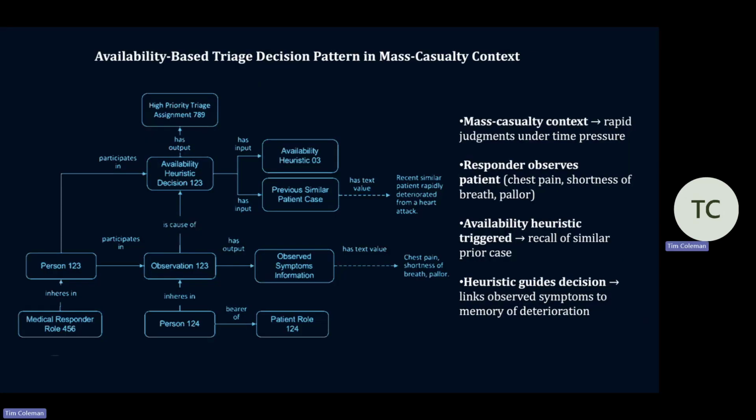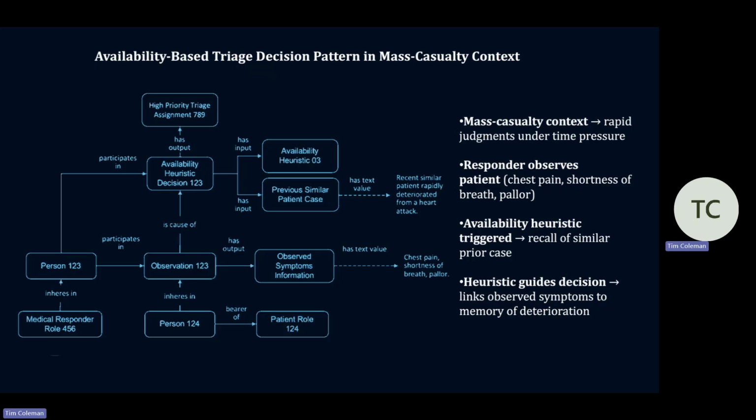To see this in action, let's walk through an availability heuristic example applied in the triage context. A medic at a mass casualty event sees a patient with chest pain, shortness of breath, and pallor. A vivid recent case comes to mind. Acting on that recall, the medic tags the patient as red, high priority. Ontologically, here's what's happening. The availability heuristic is a heuristic construction of DICE. The decision activity is an availability-based decision process, a subclass of heuristic guided process. That process is guided by the heuristic.